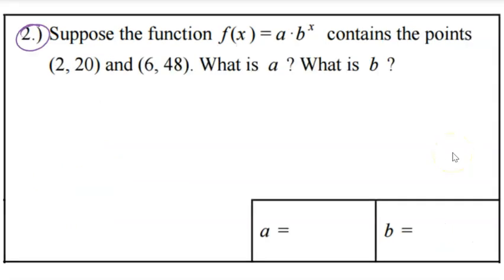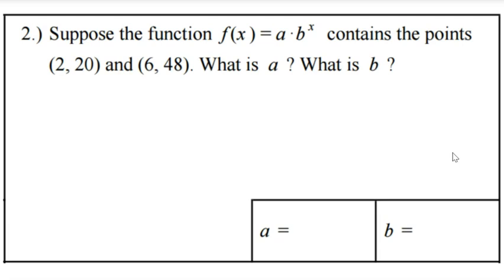All right, this is question 2. It's very similar. It says, suppose we have the function f of x is equal to, we see the b to the x power here, but we also have an a being multiplied by the b to the x power. So it's a times b to the x power. And we're given 2 points. It contains 2 points, (2, 20) and (6, 48). And then it says, well, what is a and what is b?